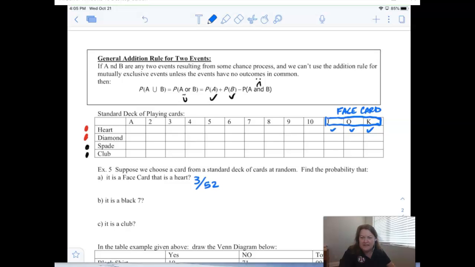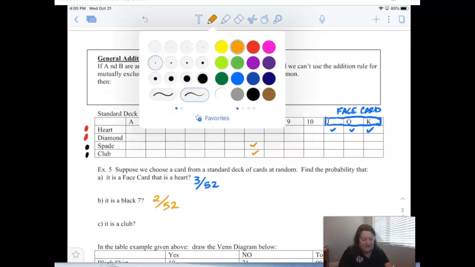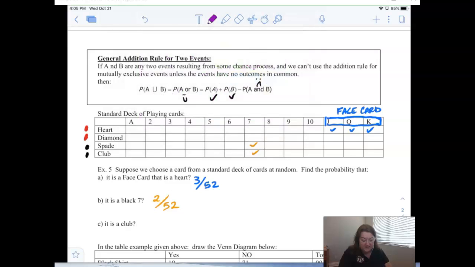What is the probability that it is a black 7? So if I'm looking for a black 7, I'm looking for this one or this one. That would be 2 out of 52. So it's really easy if you can draw your sample space and you just check off the things you want. What's the probability that if I were to pick out one card, it would happen to be a club? Well, that would be all of these, which is 13 out of 52. And yes, that does reduce down to 1/4 because it's one of the 4 suits.